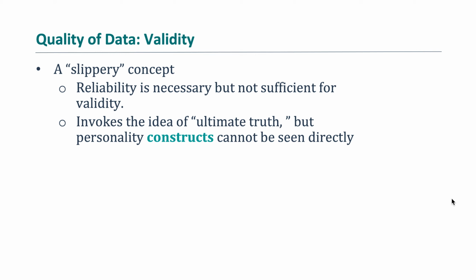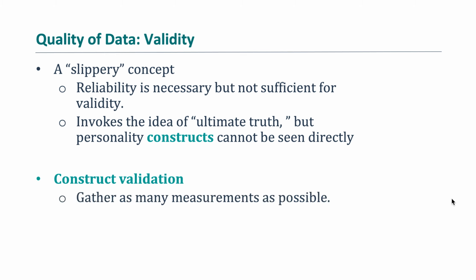But personality constructs cannot be seen directly. So what do I mean by that? Well, it's difficult, or actually more like impossible, to know what constructs like intelligence or honesty really are, right? Because those are more abstract. So it's difficult to know if they are measured validly. So we try really hard to construct this validation, and the way we do this is by gathering as many measurements as possible, and also having a strong definition of what we're trying to look for, right?